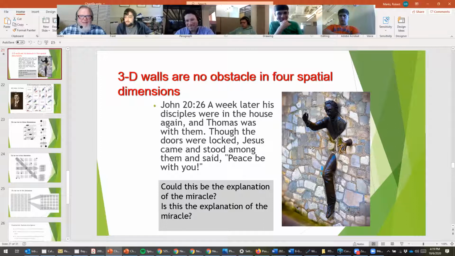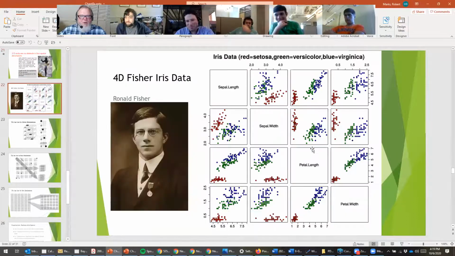So let's talk a little bit more about visualizing higher dimensions. This is Ronald Fisher. He is probably the greatest statistician of the 19th century. Maybe the 20th century. I forget when he lived, but he really did a lot of stuff. And you hear of a number of things that are named after him. Anybody heard anything named after Fisher?